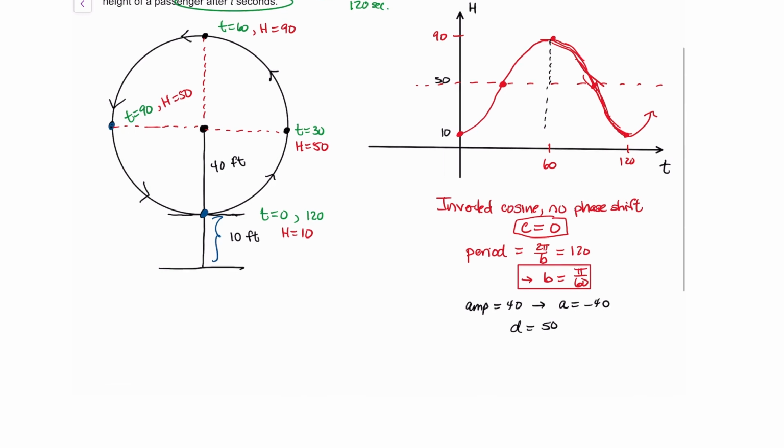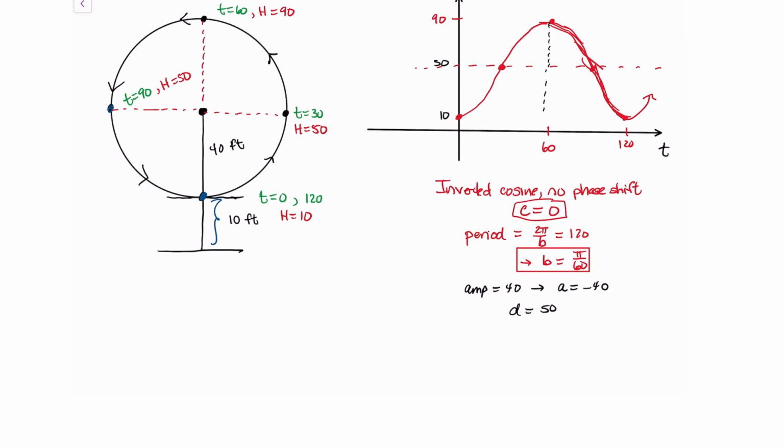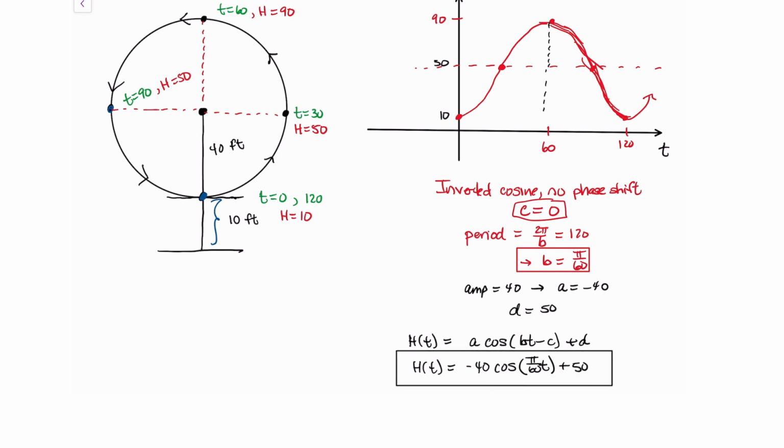So remembering that we want the equation of a general sinusoid, that means h of t is equal to a cosine of bt minus c, plus d. The equation for this Ferris wheel is negative 40 cosine of pi over 60 t. Remember, c was 0, and then d is 50. And that is the equation of the height off the ground that someone is after getting on the Ferris wheel.